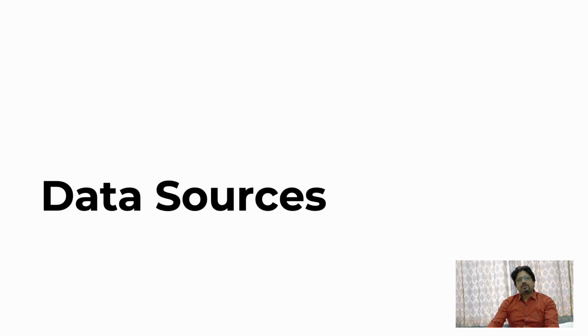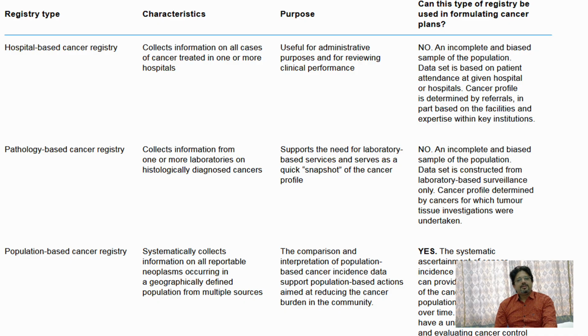So the main data sources can be hospital-based, pathology-based, or population-based. Generally, different countries and the hospitals within the countries have different levels of data sources, different registries where the data are collected and stored, and then the compiled data is used to derive any information. Among them are the population-based, pathology-based, and hospital-based cancer registries.